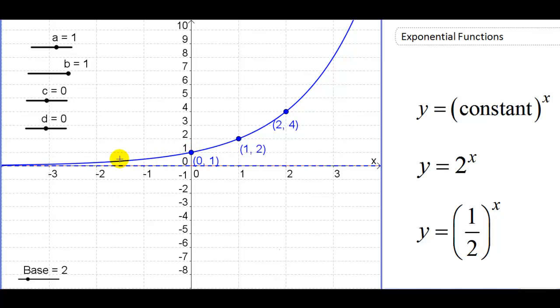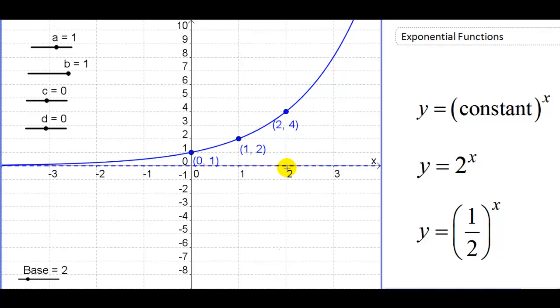As x decreases without bound, as it gets smaller and smaller, this function is going to approach the x-axis, but it will never ever touch it. When this happens, that's called an asymptote. So this graph has a horizontal asymptote. Notice the blue dotted line represents the asymptote. We always put our asymptotes in dotted lines. And the equation of the horizontal line on the x-axis is y equals 0.